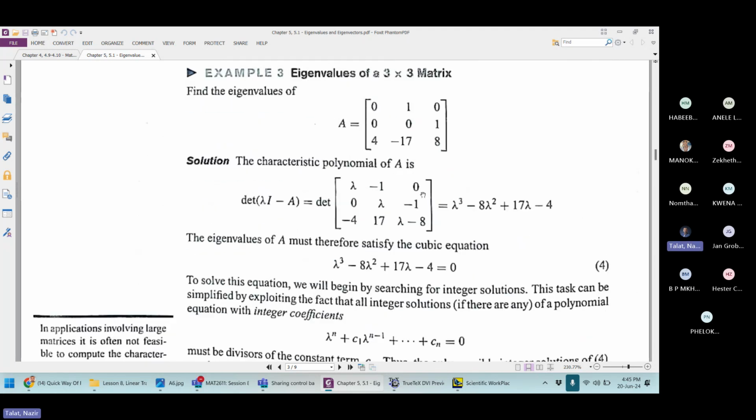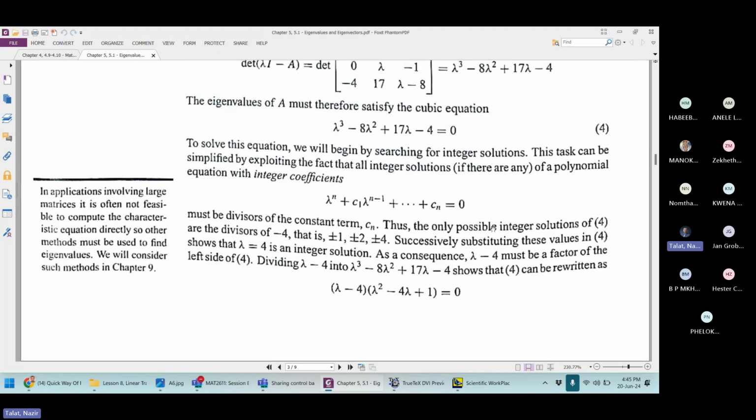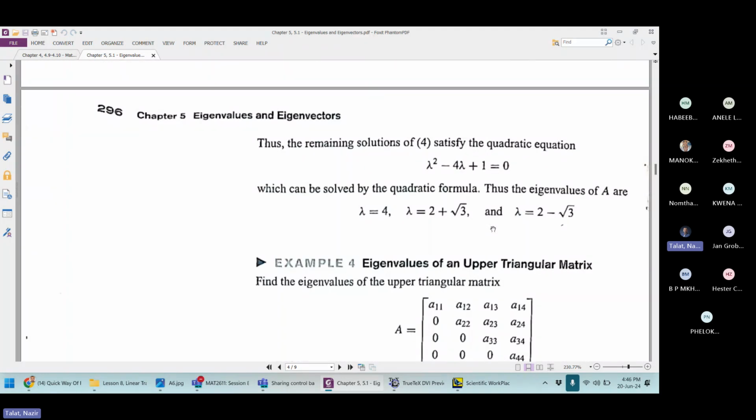Here, for example, since we have a 3 cross 3 matrix A, we can find its eigenvalues by this characteristic polynomial. Just take the determinant of lambda I minus A. It will give us a characteristic polynomial, and you just need to find the roots of that one. There are many ways to find the roots of this polynomial, which you already studied in your previous classes. When you find its roots, the roots will give you the eigenvalues. You can check that these are the three values.